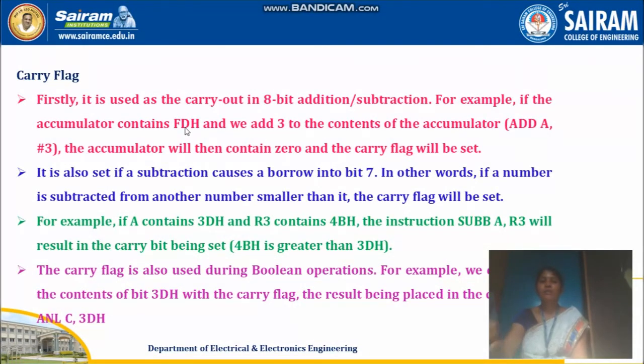So D plus 3 is D after EF 10. In that, 0 will be your lower bit and 1 is your carry. So F we should write as 1111, D we need to write as 1011. So this is how we need to identify your carry bit.